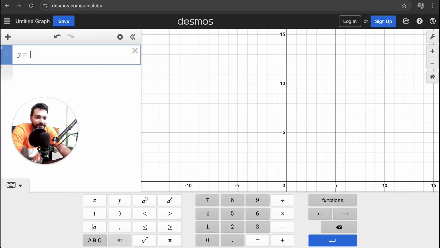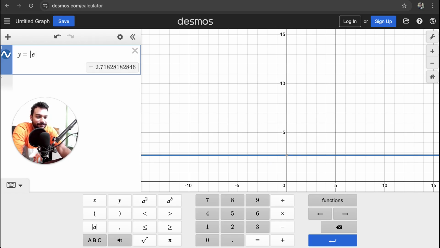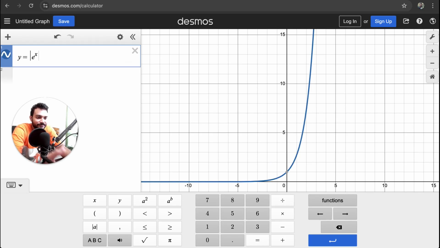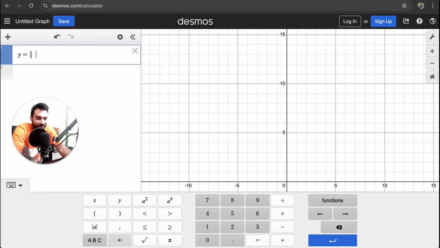Okay, so mod of e raised power x, that has been graphed. There's no change in mod of x or mod of e raised power x, because the graph is always positive. But the change will be shown the moment you take a function that has some part in the negative area. For example, we can say mod of x minus 4.